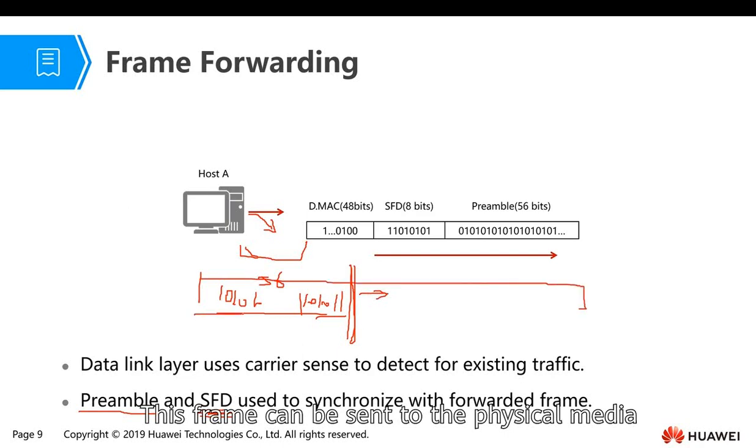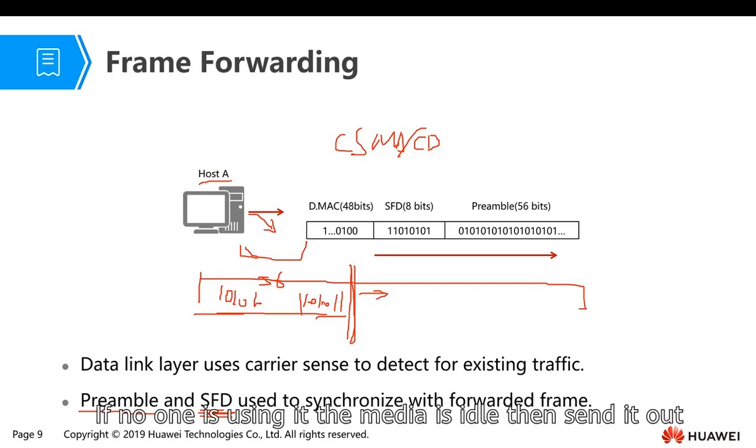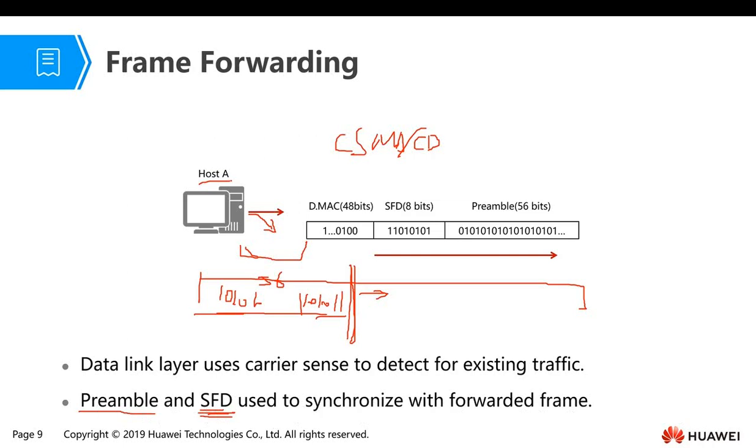Before sending, to use the media, there's a mechanism we call CSMA/CD. That means before sending, host A should listen to the media to see if others are using it. If others are using this media, then hold on. If no one uses it, the media is idle, then send out. Of course, it should detect collisions if a collision happens. Otherwise, the data is sent out.